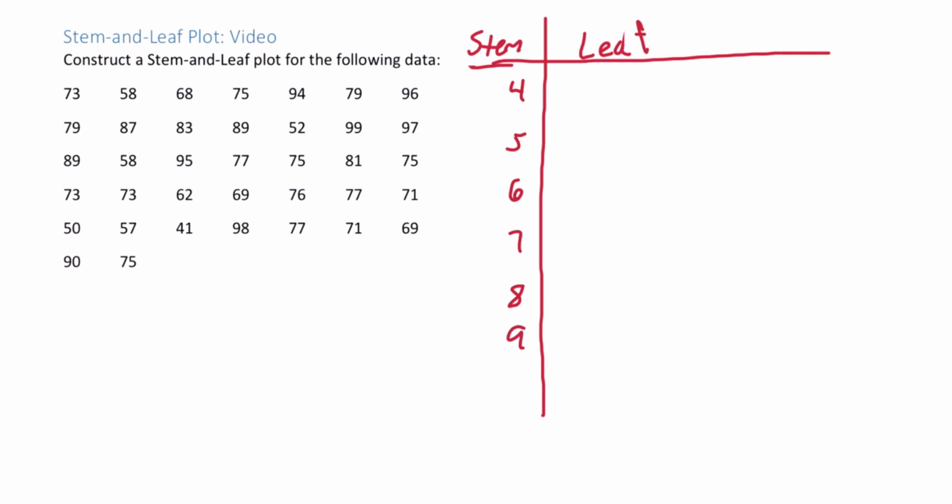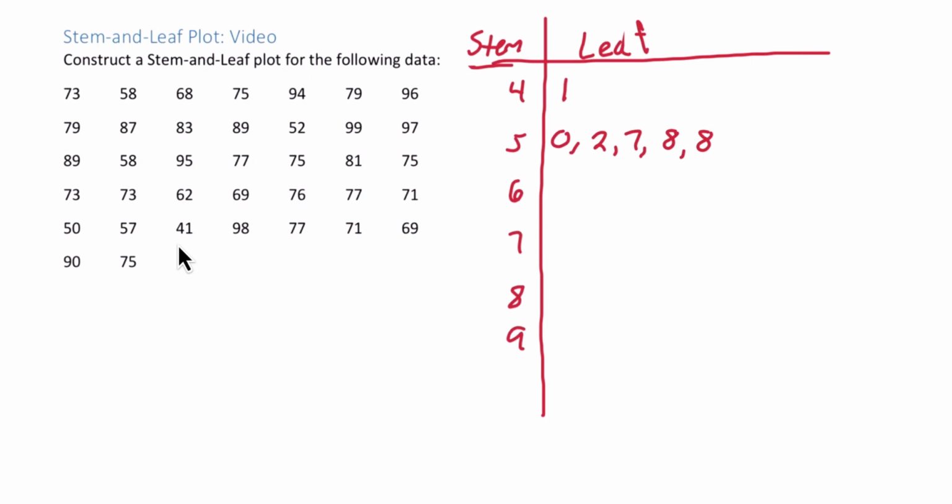So look at the 40. Notice there is a 41, so that leaf will be a 1. Now there are no other 40s, so we'll jump to the 50s. Look for all of the 50s in the data, and ideally we want to put these in order. So there's a 50, a 52, a 57, and notice there are two 58s, so we'll put the 8 twice in our list for the leaves.